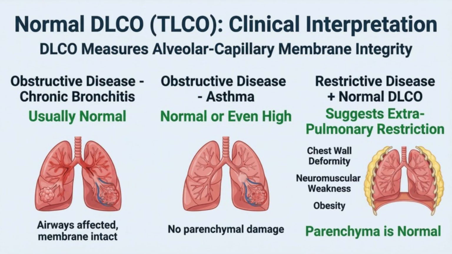Now we move to gas transfer, DLCO, also called TLCO. DLCO measures the integrity of the alveolar capillary membrane. Start with normal DLCO. In obstructive disease, DLCO is usually normal in chronic bronchitis. In asthma, DLCO can be normal or even high. In restrictive disease, a normal DLCO points towards extrapulmonary restriction. Think chest wall deformity, neuromuscular weakness, or obesity.